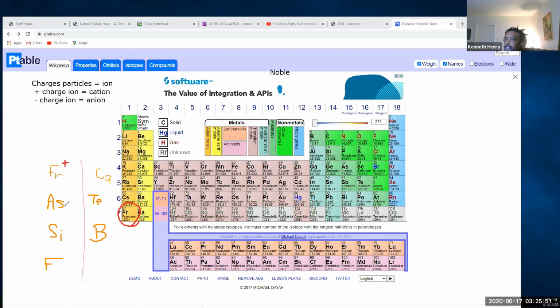Okay. As. 3 negative, right? Okay. Si. It could go either way and be 4 positive or 4 negative.